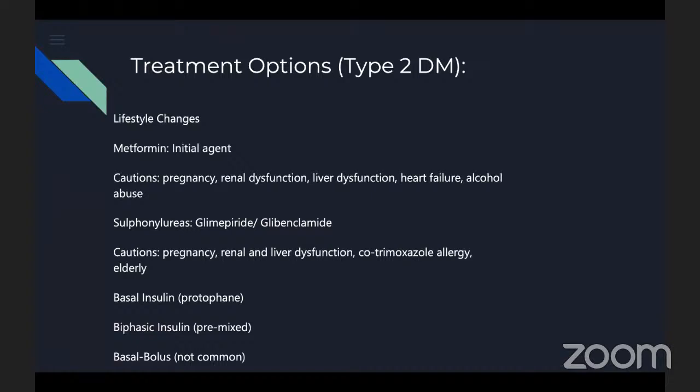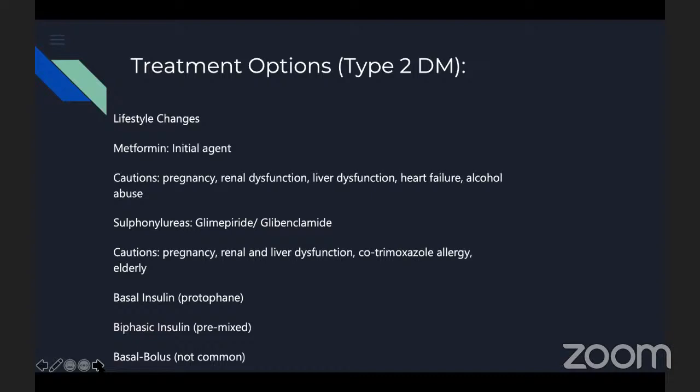However, if that still doesn't work, then you can start them on the sulfonylureas. So what's quite common here is glimepiride. And then after that, if that still doesn't work, then you can start patients on basal insulin, which is also known as Protophane, well, the brand name. And then you can also start them on biphasic insulin, or the pre-mixed insulin.